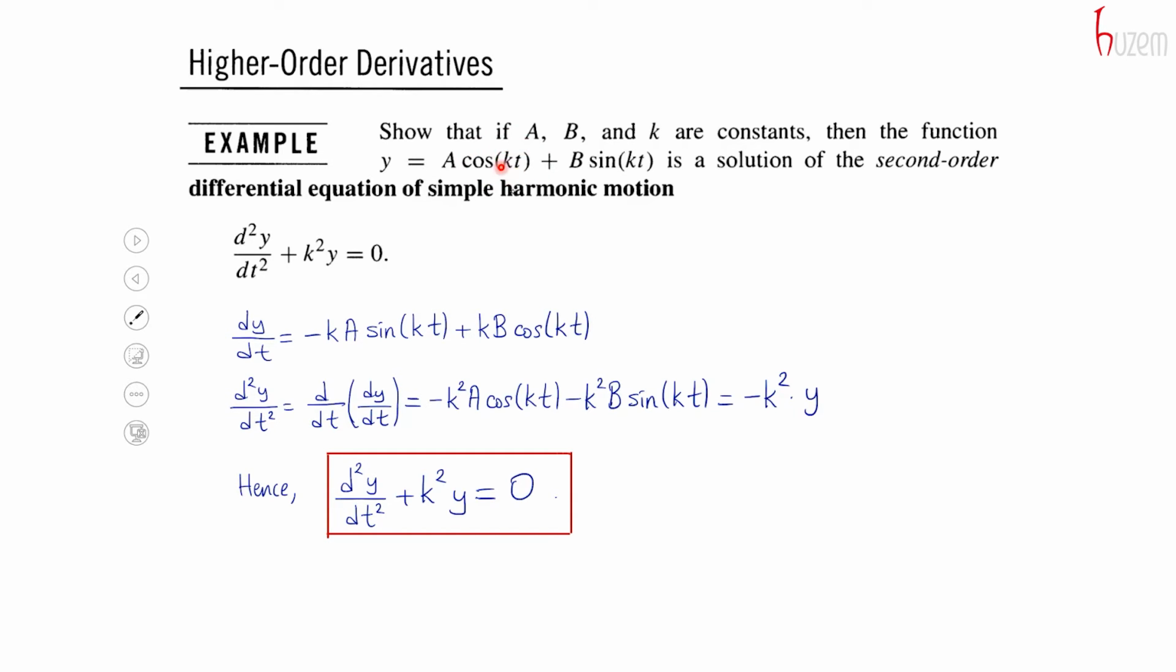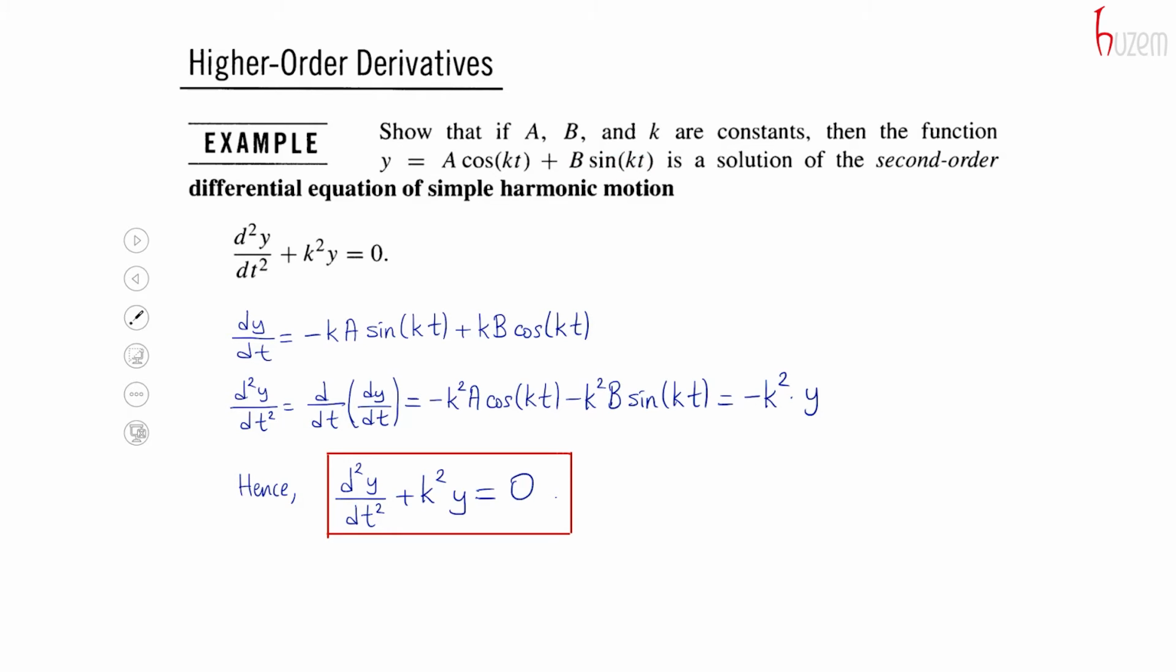So derivative of kt is k, so k times a will be here, and derivative of cosine is minus sine, so you have this part. Similarly for b times sine part, so derivative of what is inside of sine is k with respect to t, so you have k here. You have a constant b here, and derivative of sine is cosine.